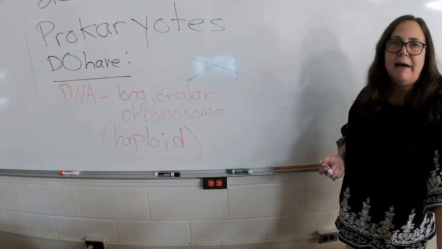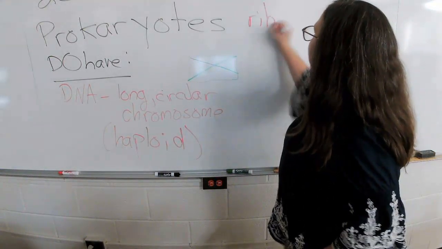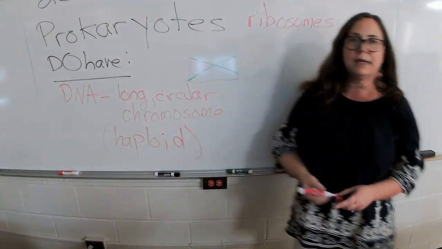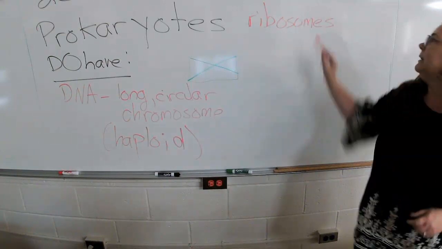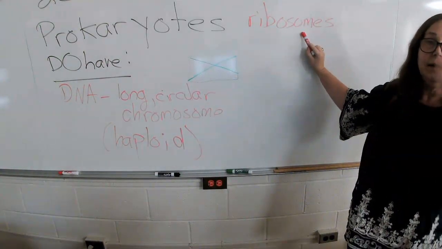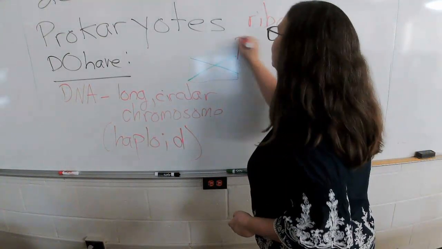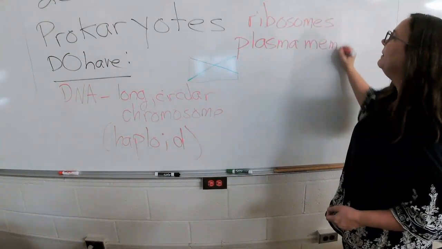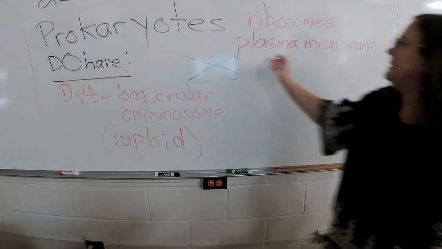They also have ribosomes, because prokaryotic organisms, prokaryotic cells still have to make protein, and ribosomes make proteins. They have a plasma membrane composed of phospholipids, a phospholipid bilayer, and they have a cell wall.